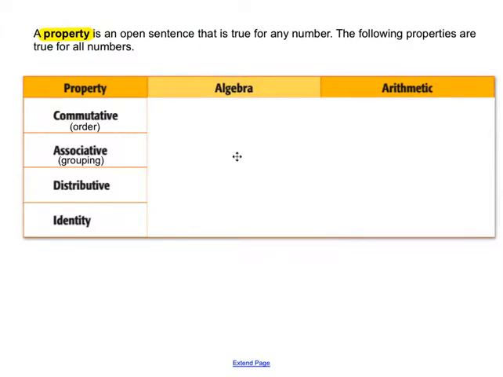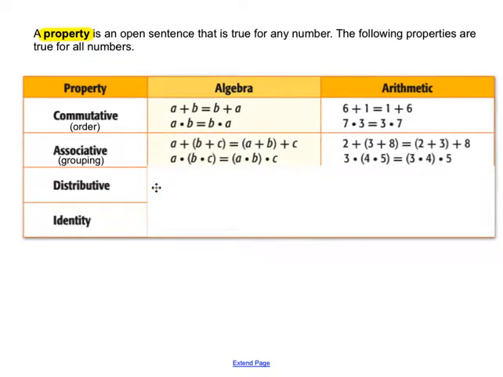The properties here, we have already talked about all of these: commutative, associative, distributive, and identity. The commutative property deals with the order in which numbers are added or multiplied. So it doesn't matter what order we add or multiply numbers, we get the same answer. The associative property deals with how we group them.